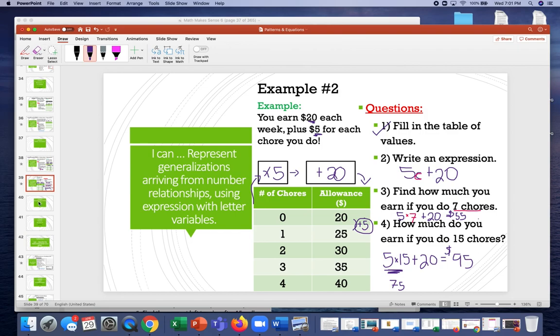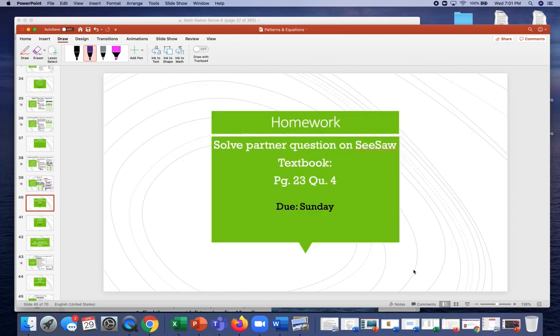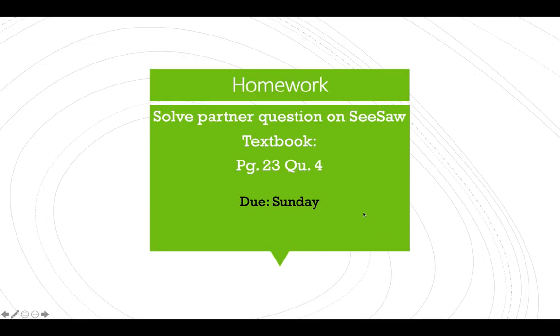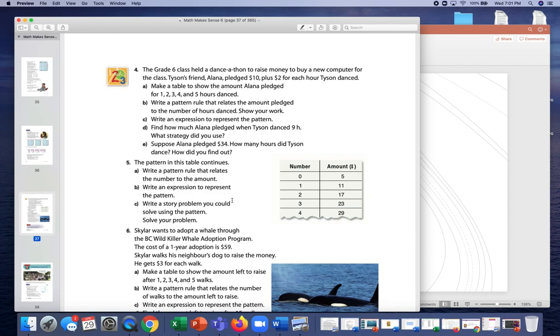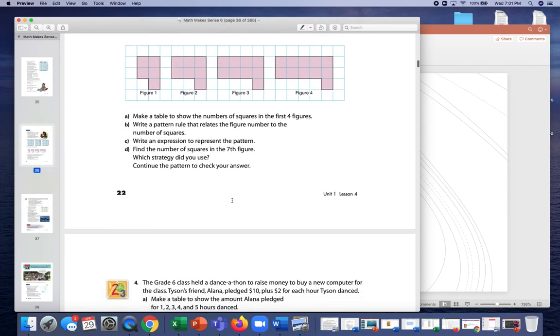Okay. And this is your homework. It's not going to be too much for the weekend. Okay. So it's only 2 things. Solving your partner's question on Seesaw. Okay, so the first thing is to make sure that you have submitted and you've accurately done the Seesaw question before I flip you with somebody else. And then the textbook, question 4 on page 23, which is here. Okay, so it's the page after the one that we just did.